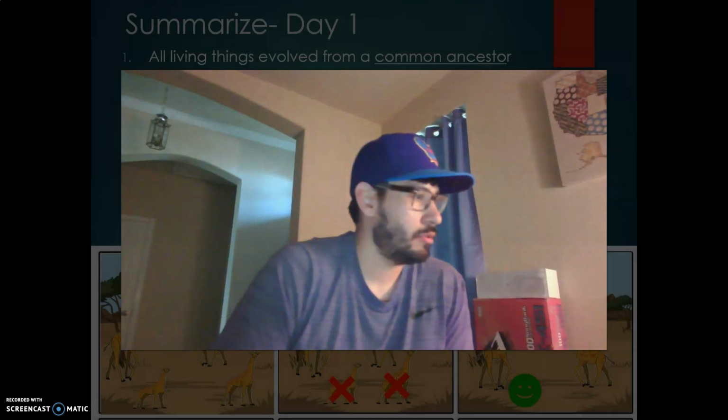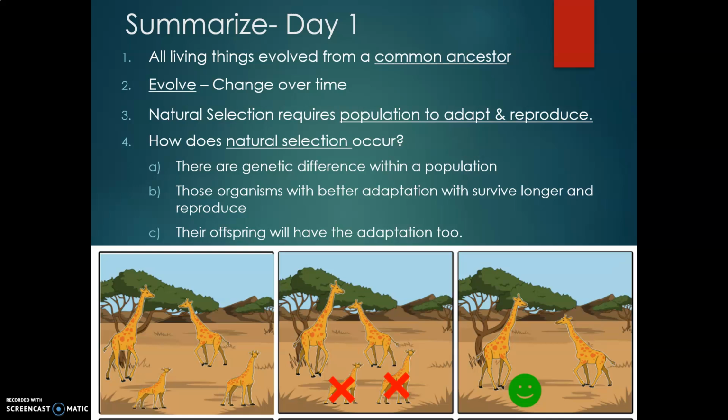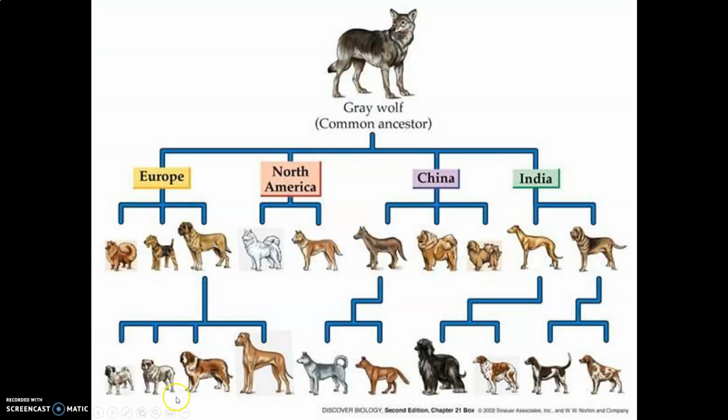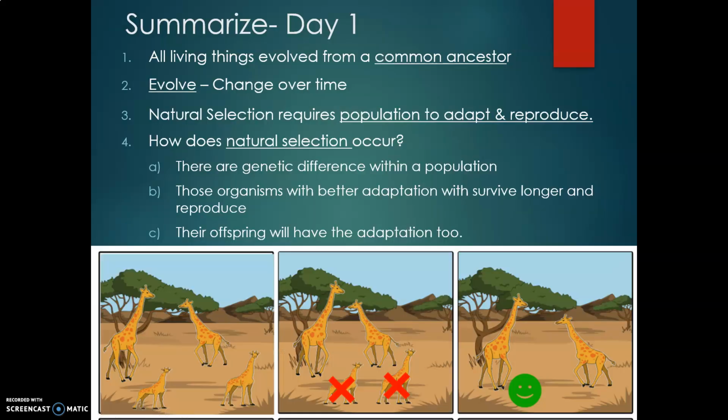Yesterday we talked about evolution and what it was, natural selection. We have a bunch of definitions that we got to know, but it's easy. We'll take it slow. All living things evolved from a common ancestor. The picture I showed you was the dogs. These are our modern day dogs, and as we follow them back, they all evolved from a wolf. That wolf was the common ancestor. So every living thing came from a common ancestor. We're all kind of related in some way.